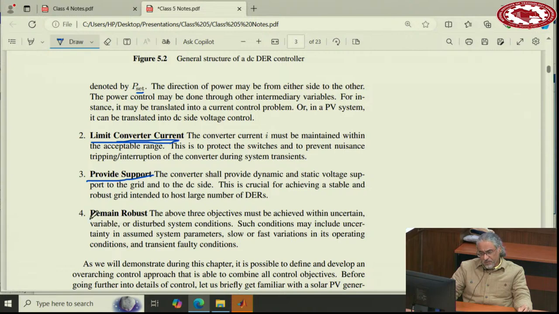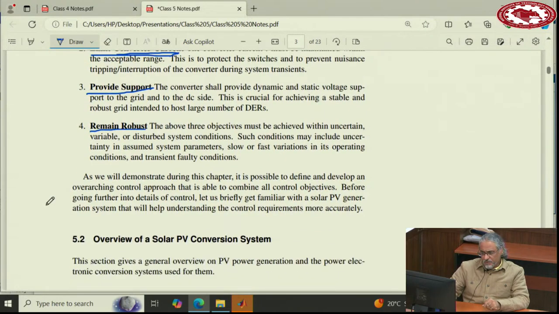And then this is the thing that we always talk about: remain robust. If you have parameters that are changing, or disturbances coming into the system, the feedback control system, and we all agree that we need feedback, we cannot go without feedback, must be able to handle those uncertainties and disturbances. So I think this is a good general summary of what the control objectives are in this system.